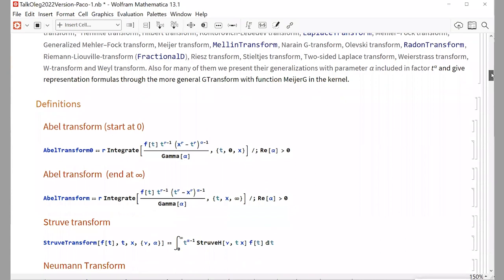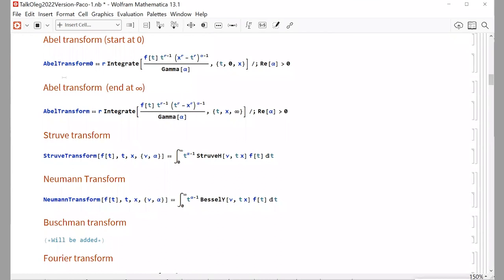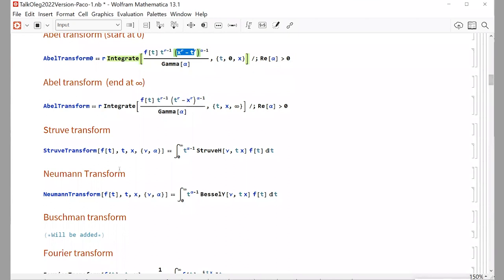Now, here I can present definitions of several transforms. For example, you see this transform. It looks like an integral from zero to x with a kernel which people know as the kernel of fractional derivative, about which we talked in the last two talks together with Paco. Here we see other transforms, Struve, for example, Neumann transform with Bessel function.